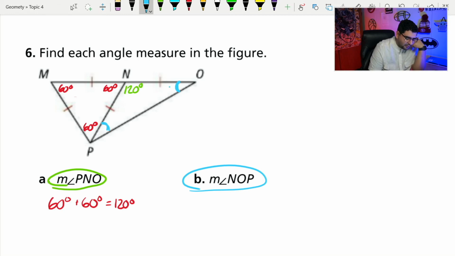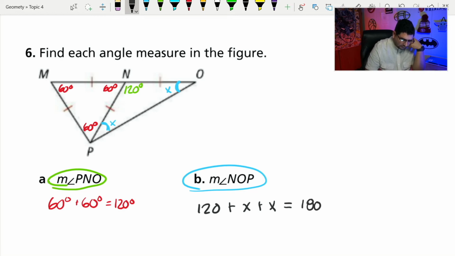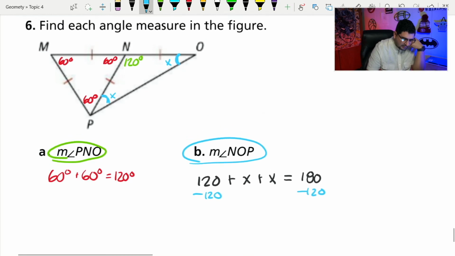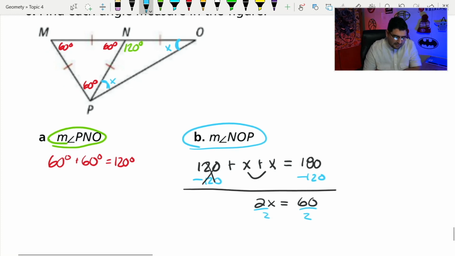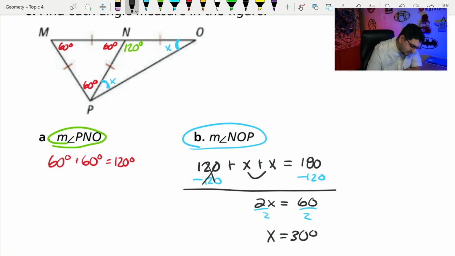So here's how we do this. We're going to call this angle x, but this also has the measurement of x. So we know that 120 plus x plus x has to equal 180. I can subtract the 120 from each side, and I can also combine these 2 x's. That leaves me with 2x equals 60. I can then divide by 2 on each side, and that gets me my final answer, which is x equals 30, which means both of those angles have to be 30 degrees.